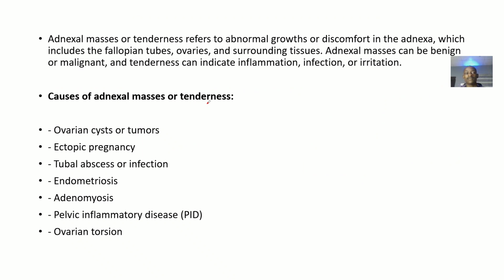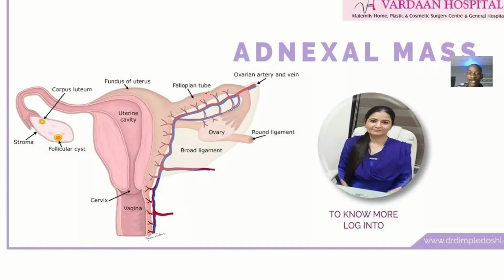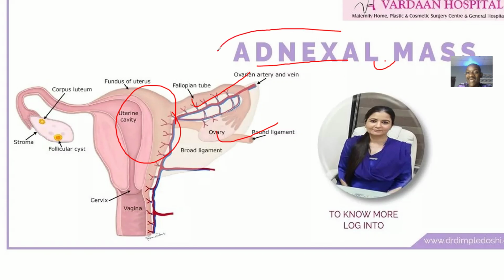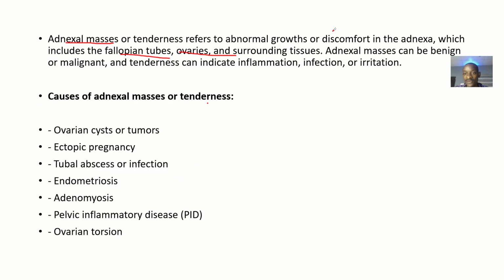So let's move, guys. We said that adnexal mass or tenderness refers to abnormal growth or discomfort in the adnexa. So now, what is an adnexa? We said that an adnexa refers to the fallopian tubes, ovaries, and the surrounding tissues. If I'm talking about the fallopian tubes, the ovaries, and even the surrounding tissues, I could call this area the adnexa, without the L. But talking about masses that are related to this area, that's why you say adnexal mass. You get the difference now.